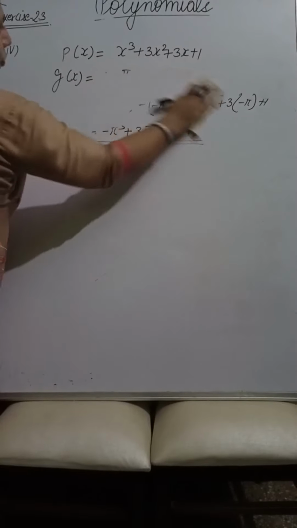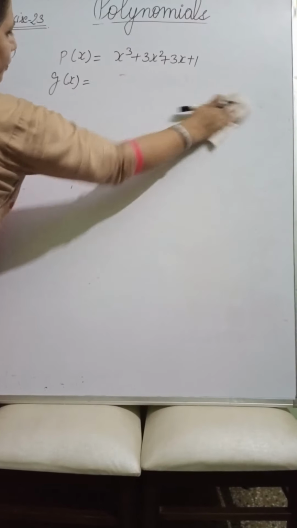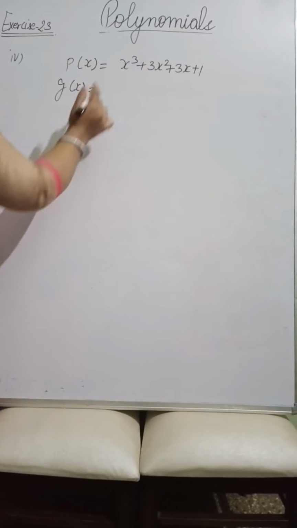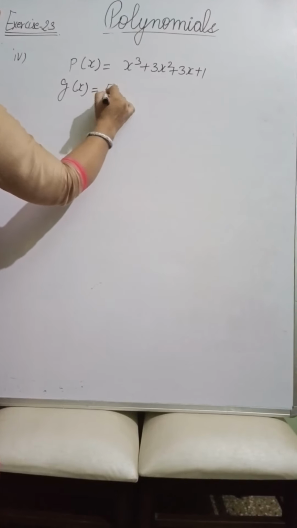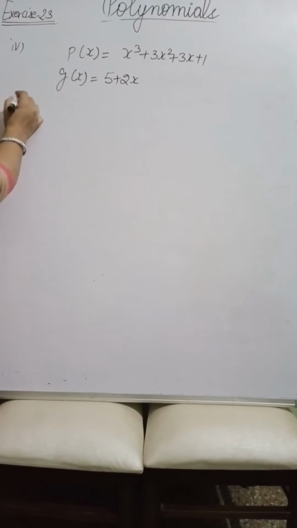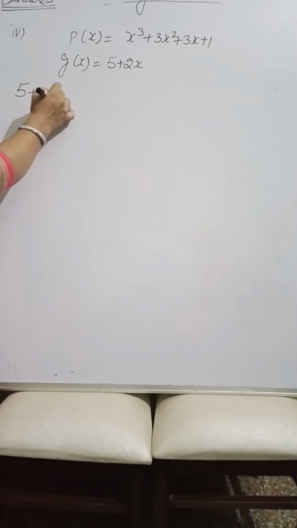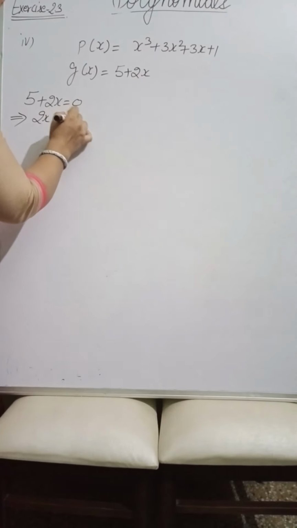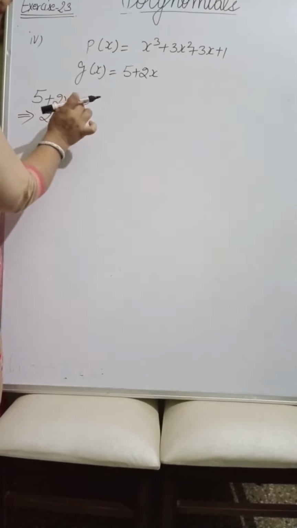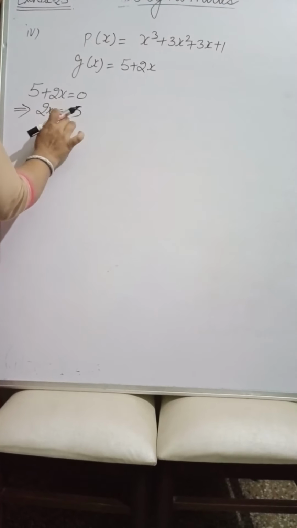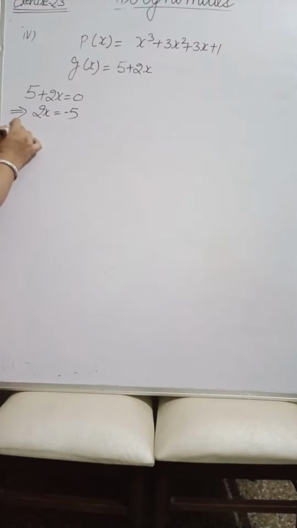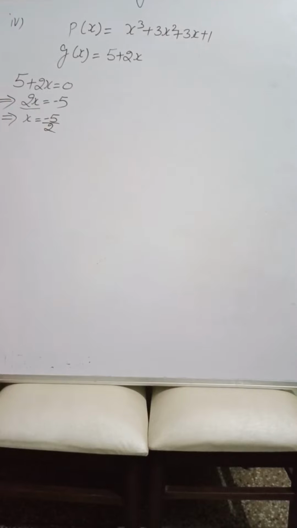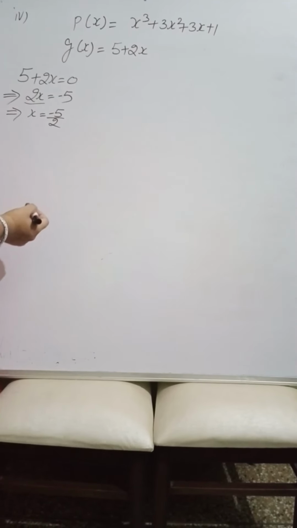Now coming to the fifth part. In this fifth part, what will you find out? You will divide this polynomial p(x) by g(x) equals 5 plus 2x. Take this 5 plus 2x equals 0. 2x will be equal to minus 5. Here 5 is plus and it will go to that side and convert into minus 5. x equals minus 5 upon 2. Here 2 is in multiplication, so it will go in division.